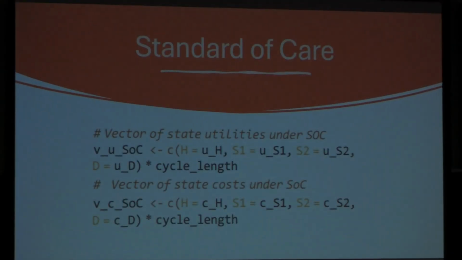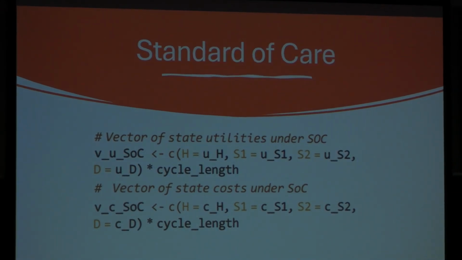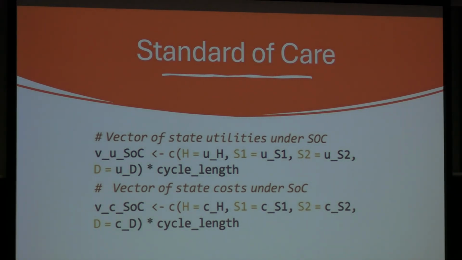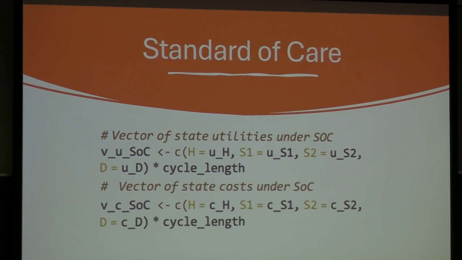And this is how we can build the vector of quality of life. So this is for the standard of care. This is very standard, because we do not give any specialization for the standard of care. So we have the cost for healthy state, but for the utility it is equal to utility for each state and cost for each state, times cycle length. Cycle length in this case is just 1, because we are assuming a yearly model. So this is just cycle_length, which is just 1, so we can just ignore it.